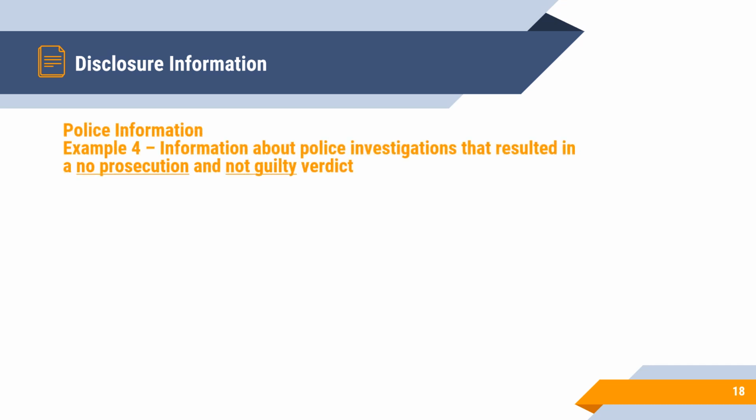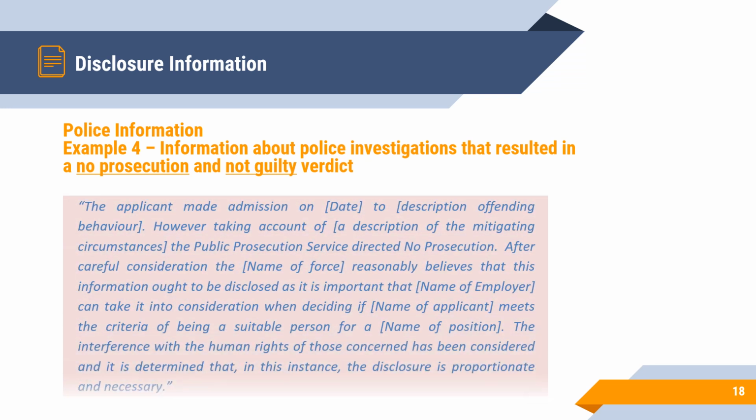The fourth cluster of police information relates to information about police investigations that resulted in a no prosecution or a not guilty verdict. An example of this is as displayed on screen. Here, police are disclosing that the applicant made an admission of an offence. However, and based on mitigating circumstances, the PPS have directed a no prosecution.